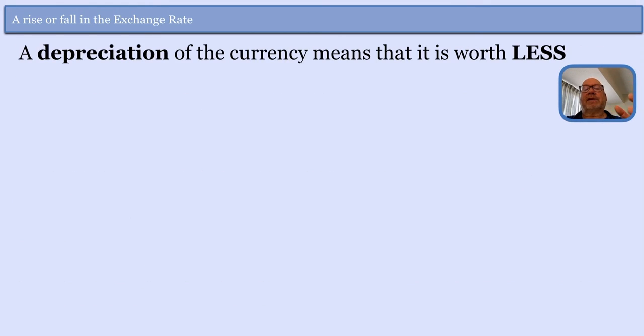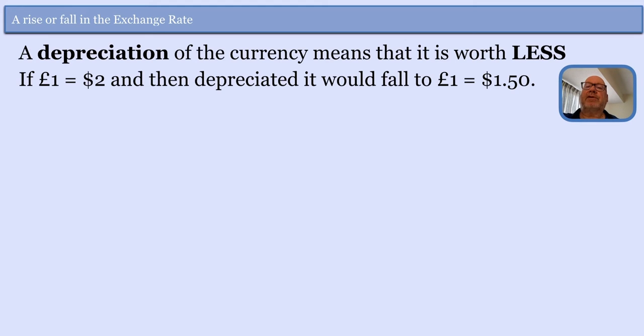And let's look at the first thing, a fall now in the pound. A fall in the exchange rate we call a depreciation, because the pound is now worth less in the other currencies. So in other words, if a pound was worth $2, it would depreciate. It'd only be worth $1.50.